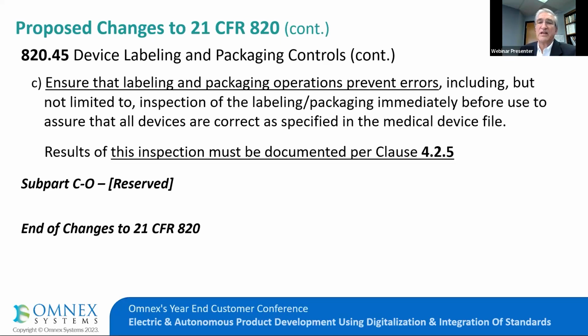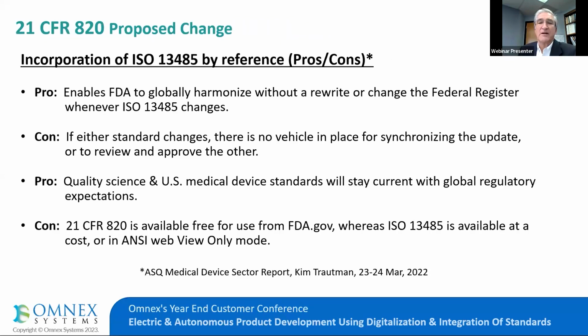So what we're going to do now is take a look at what are some of the pros and cons of these changes by reference. Like I mentioned, 13485 is referenced in Part 820. One of the pros for that is to enable the FDA to globally harmonize without completely rewriting or changing the Federal Register whenever 13485 changes.